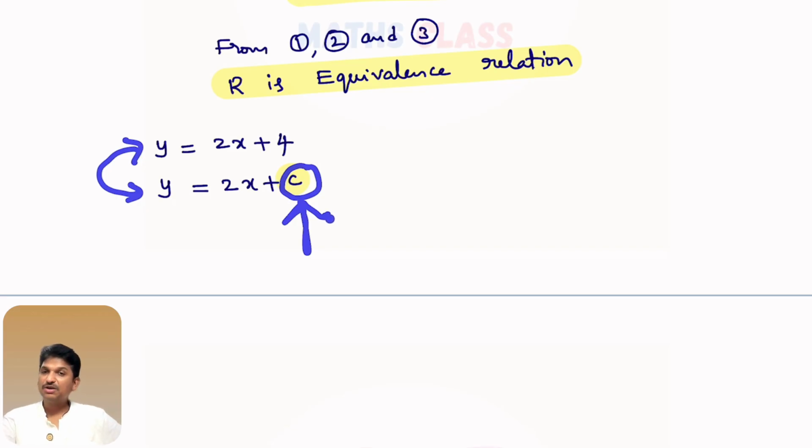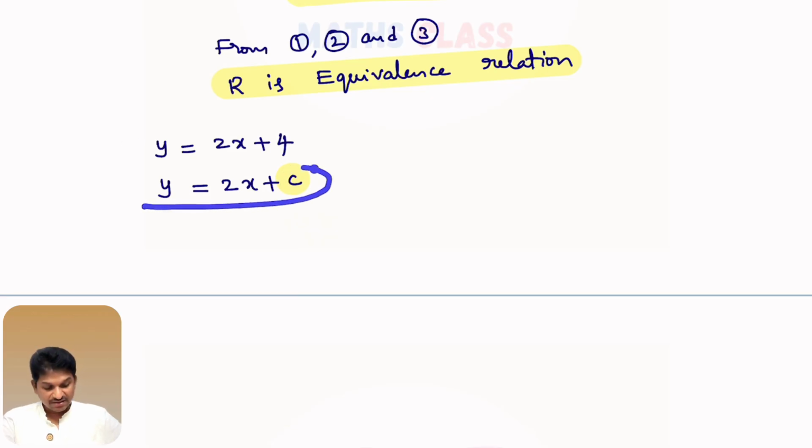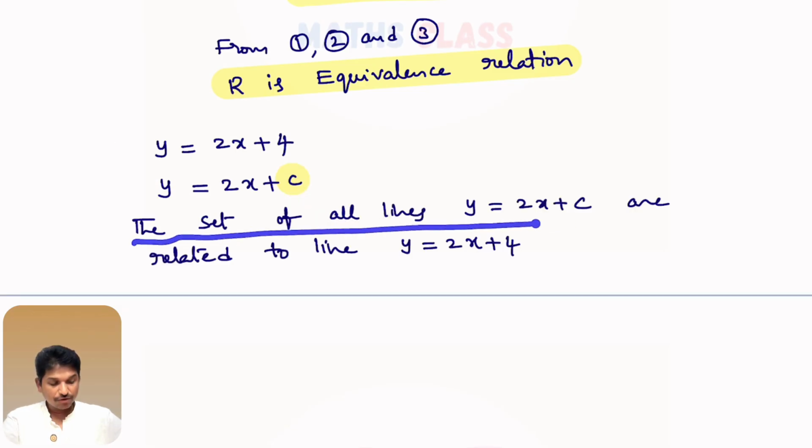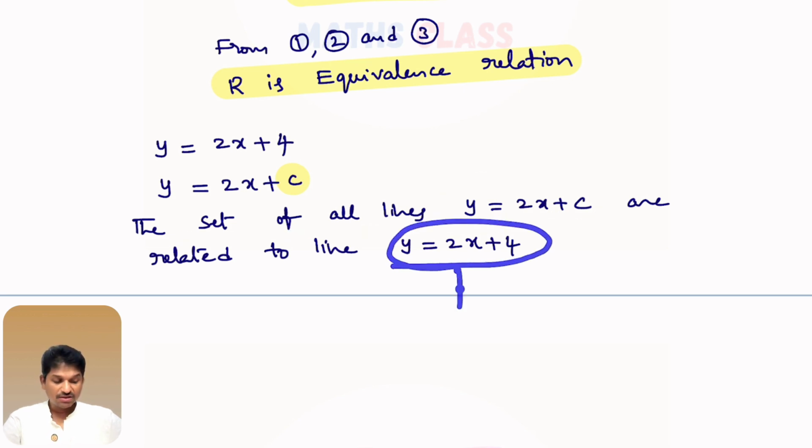C is any arbitrary constant, right? So, these lines are related to this. In place of C, if I write 5, are these two lines related? Yes. Why? Because they are parallel. So, the set of all lines y equal to 2x plus 4 are related to this line.